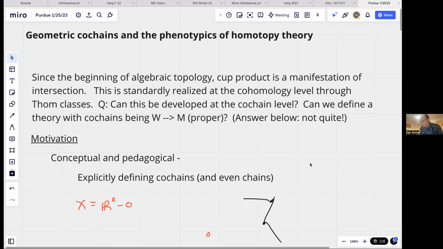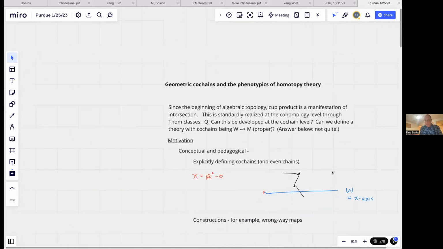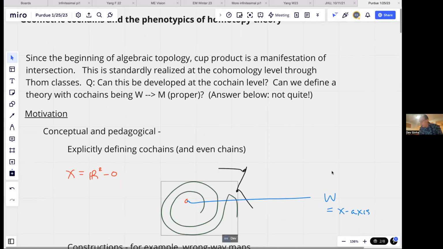Namely, if I take some submanifold W, which is the x-axis, then there's a cochain that I can define. Namely, take a chain and ask how many times it crosses that axis. What is the intersection number? And it can be with signs. So this would be still 1, I guess, or we'll see, 1. So 2 would be the value of the cochain.